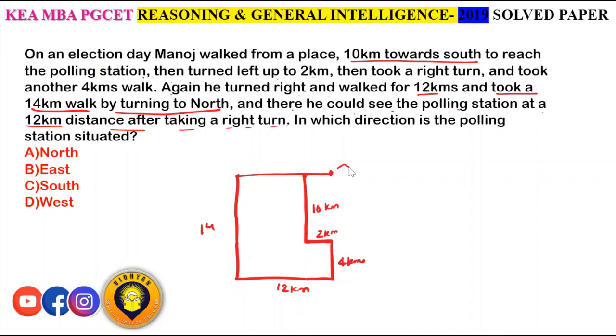So actually the polling station was here itself. Okay. So at a 12 kilometer distance after taking a right turn, he could see the polling station. In which direction is the polling station situated? So in which direction it is now? So he was starting from here, right? So if you see in that way, in which direction is the polling station? So polling station is in the east direction. Polling station is in the east direction. Okay. Next one.